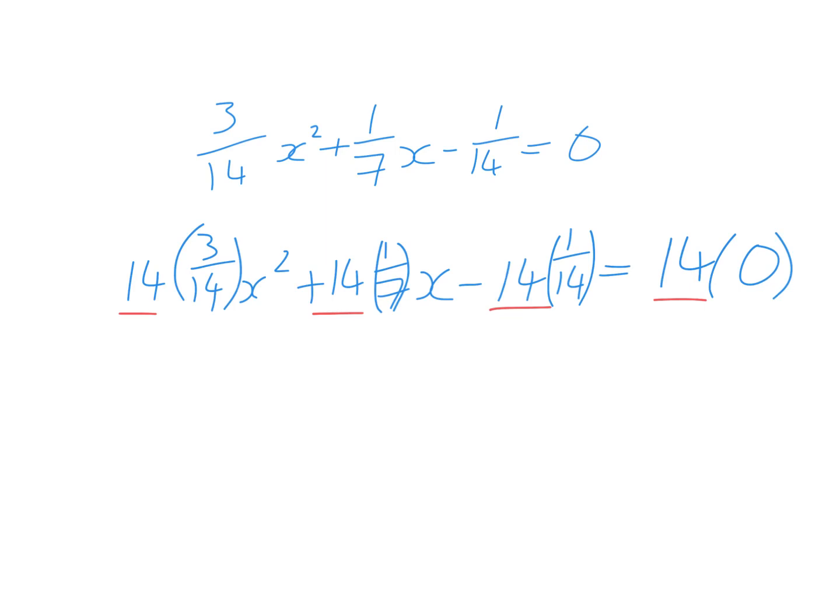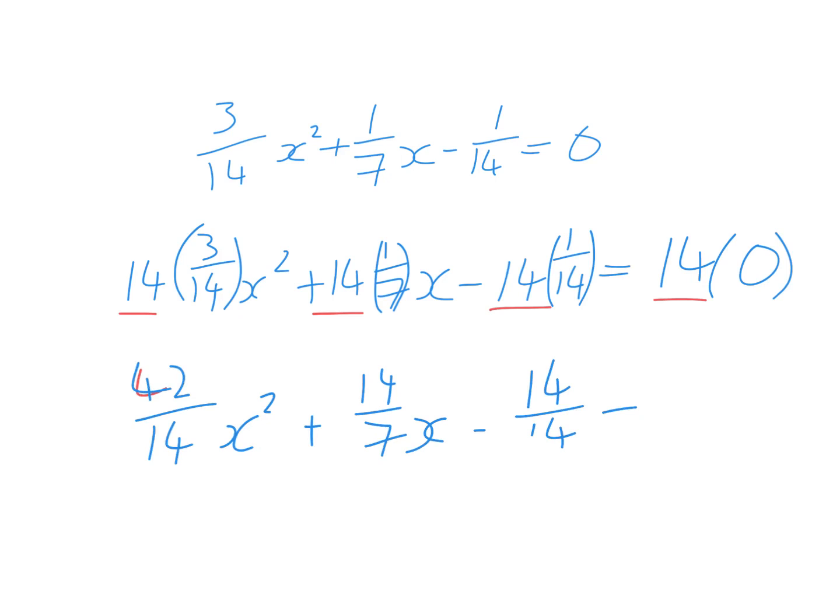So 3 times 14 is 42, and keep that over 14x squared. 14 times 1 is 14. Keep that over 7 times x. And 14 times 1 is 14, and we'll keep that over 14. On the right hand side, 14 multiplied by 0 is just 0.